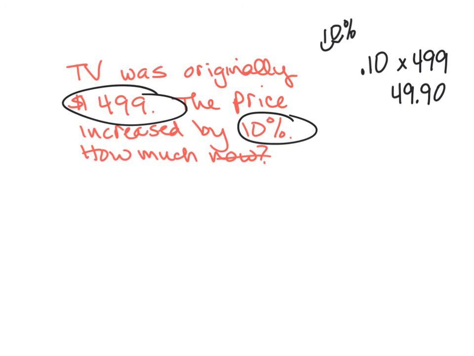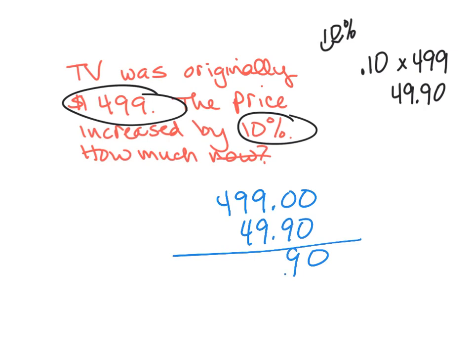Now, a lot of people will make the error and stop there and say, okay, the answer is $49.90. Think about whether that makes sense. If it was $499 and it increased by 10%, the new price is not going to be $49.90, right? That's not going to make any sense. It's going to be higher than $499 because this was the amount it went up by. So now we need to add the amount it went up by to the original amount of the TV.